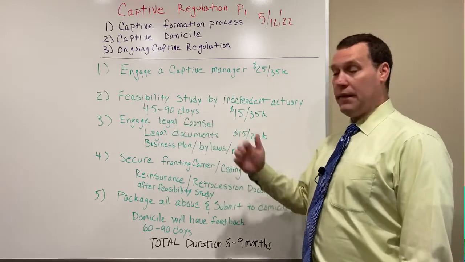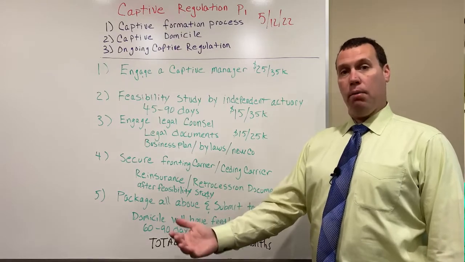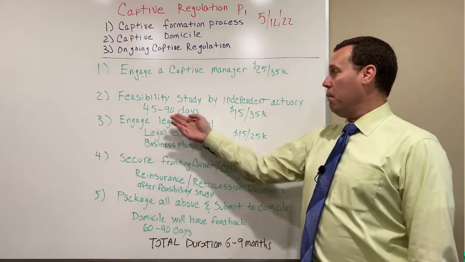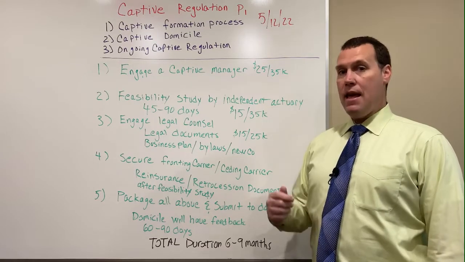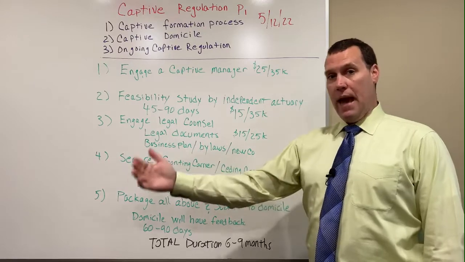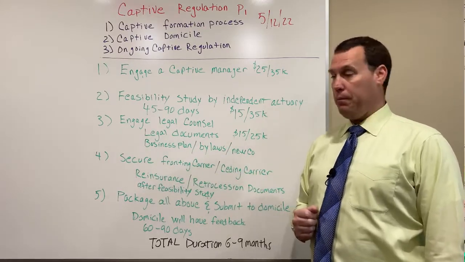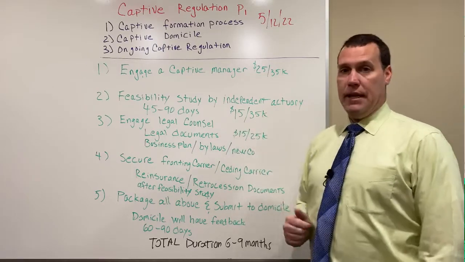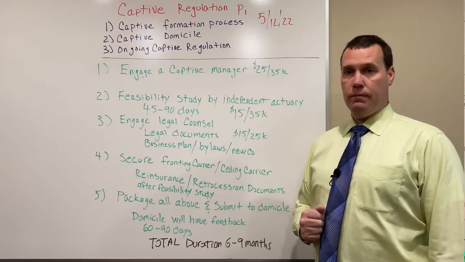Now, the feasibility study is a complex step, and depending on how complex your captive is, the employer should expect it to be about a 45 to 90-day process. This step is very communication intensive between the actuary, the captive manager, and of course the employer. That cost is generally between $15,000 and $35,000.